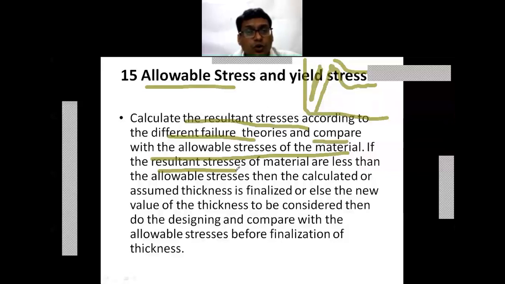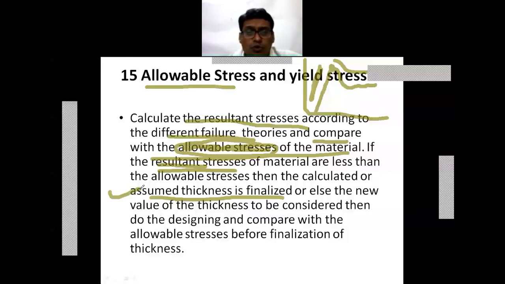So these different loads, thickness, corrosion, इससे जो कुछ resultant stresses मिलेगी, that should be compared with the allowable stresses of the material. If the allowable stresses of the material are more than the resultant stresses, then and only then that assumed thickness is finalized. So at what thickness I have to operate it? I have to fabricate that vessel.